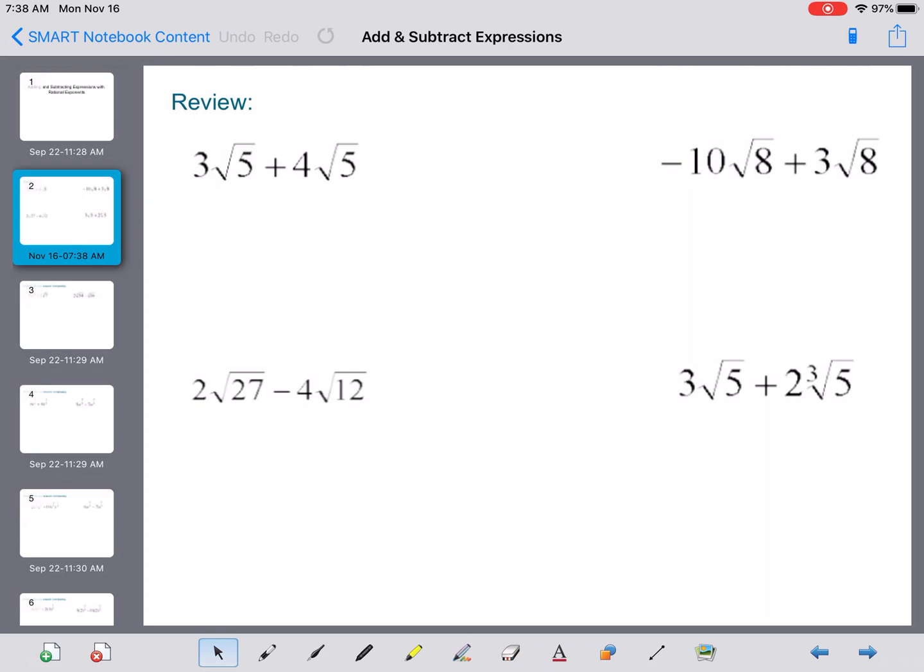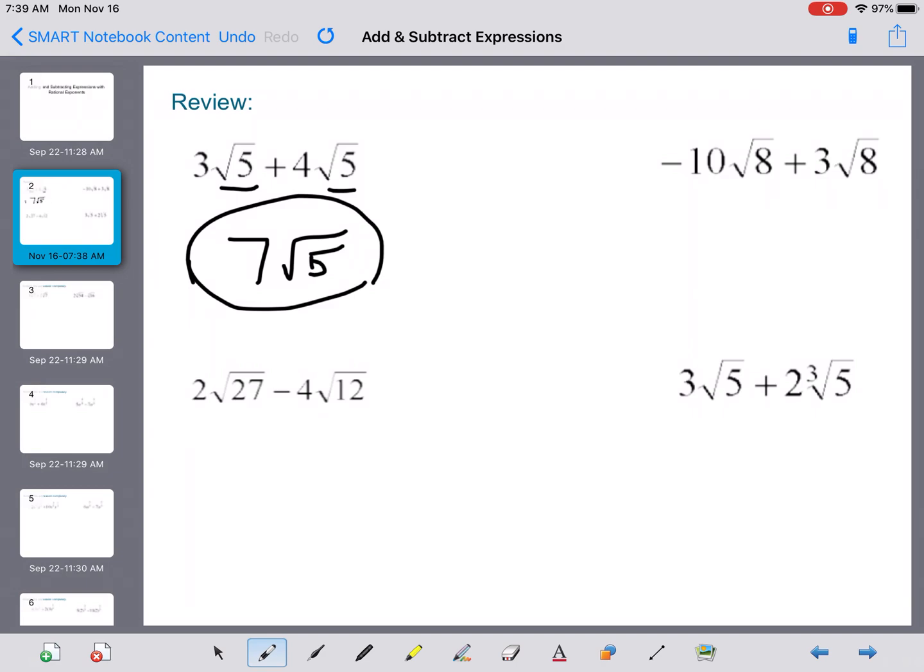So if we have 3 root 5 plus 4 root 5, we need to make sure that we always have the same radical. And since we have root 5 on both, then we can just do the math with the numbers out in front. So 3 plus 4 is 7, and we keep the square root of 5 underneath. And we can't do any simplifying with the square root of 5. So we will just have 7 root 5.